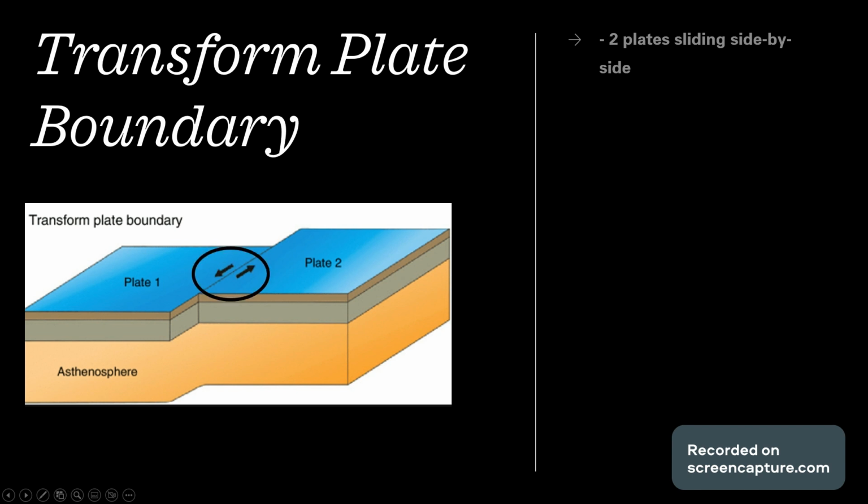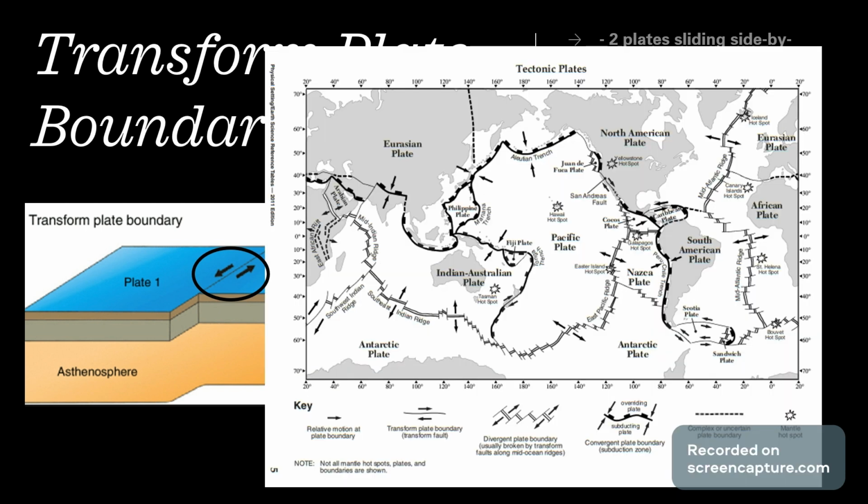So where can you find this on the map? Before we look at anything on the map, what I want you to check out is down in the key at the bottom. We have our transform plate boundary symbol. So anywhere on the map you see these arrows that are parallel and going side by side, that is going to be a transform plate boundary.